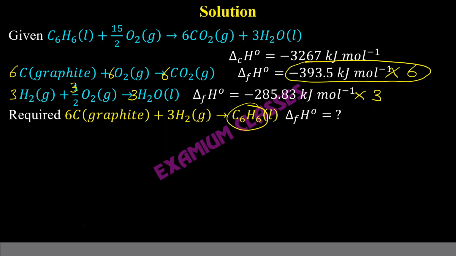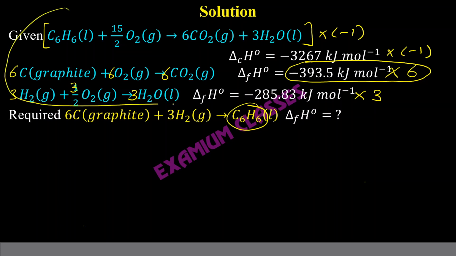This one we need to multiply by minus 1. Reversal is what? Reversal is just multiply by minus 1. It means delta H of this one you need to multiply by minus 1. Now add all and you will get the value of delta FH. We have modified the given equations as per the requirement. After that you just need to add these.